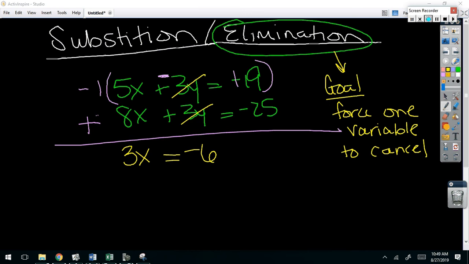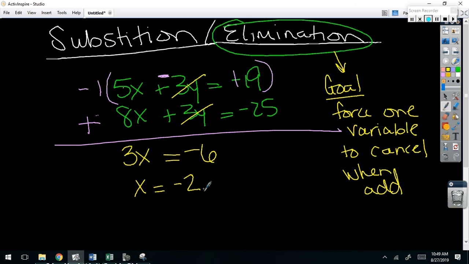Goal here is to force one of the variables to cancel out when we add them together, okay? So if that means you have to multiply through by something, just make sure when you multiply through that you multiply through to everything. That means when I multiplied by negative 1, it was here, here, and here. It was all the way through. All right, so now I can solve for x, and I get x equals negative 2.